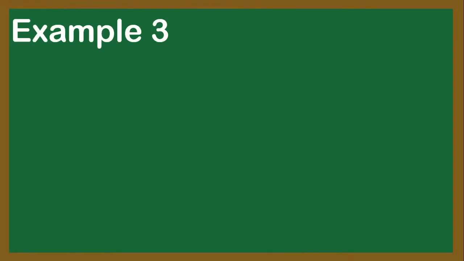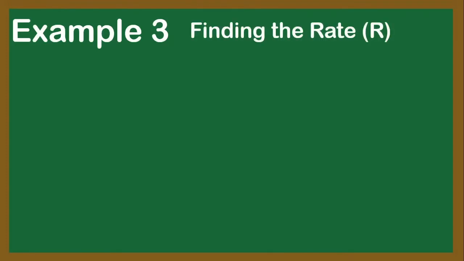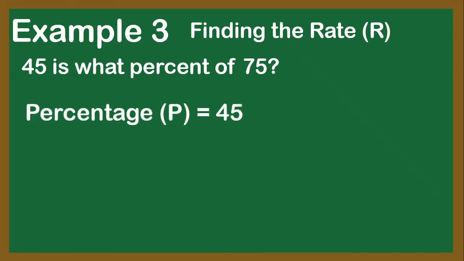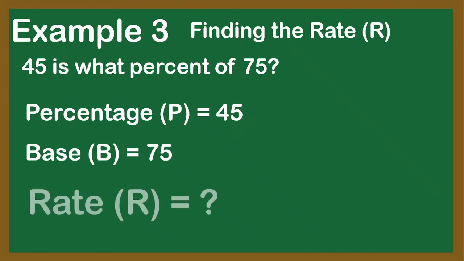Now let us have example number 3. This time, we're going to find the rate or the R. 45 is what percent of 75? Percentage P is 45. The base B is 75. Then the rate R is the unknown, the one that we're going to solve.